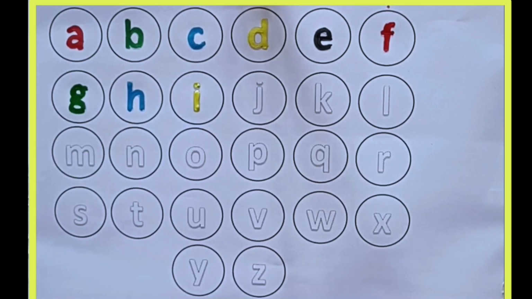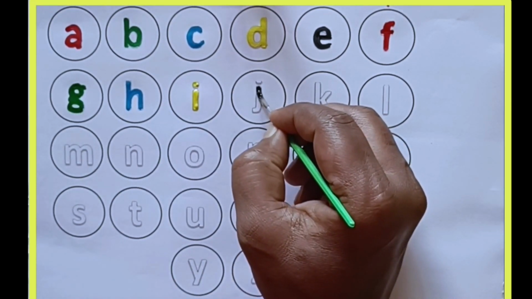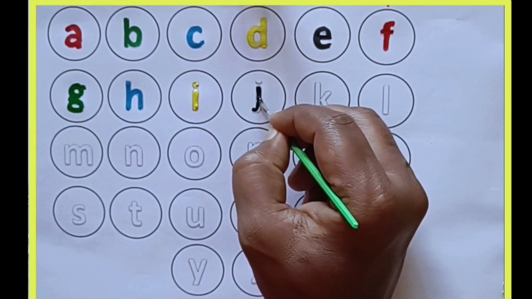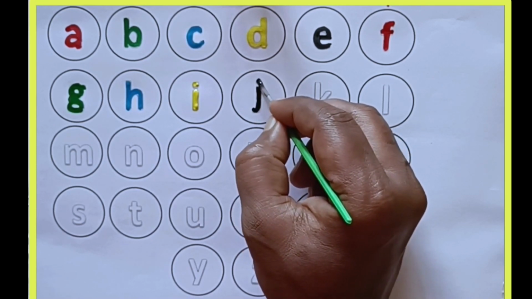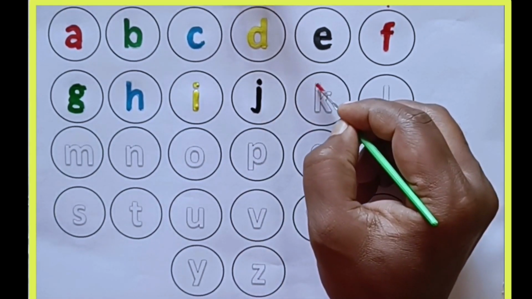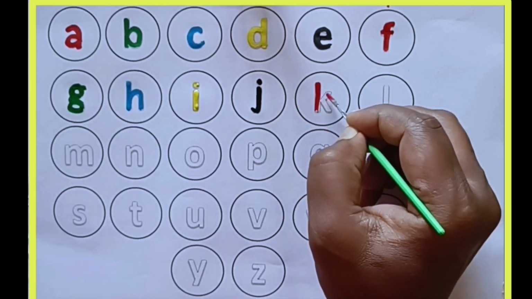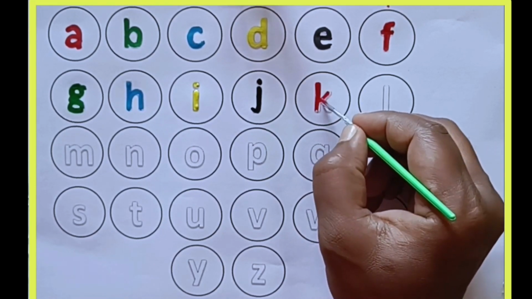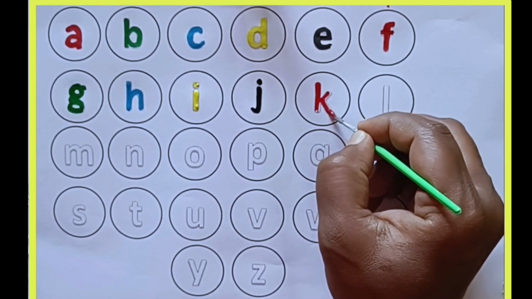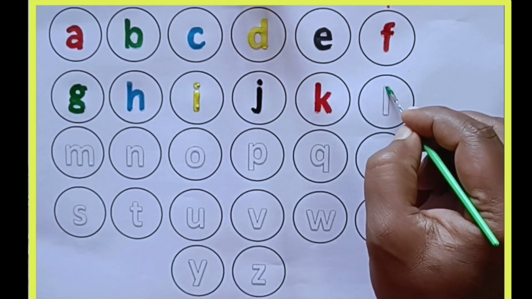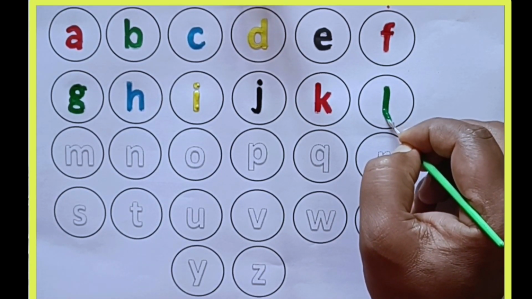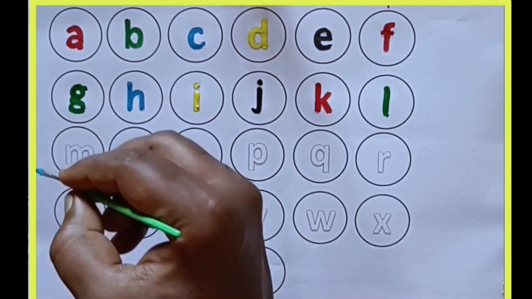I for ice cream. J for joker, J for joker. K for kite, K for kite. L for lemon, L for lemon.